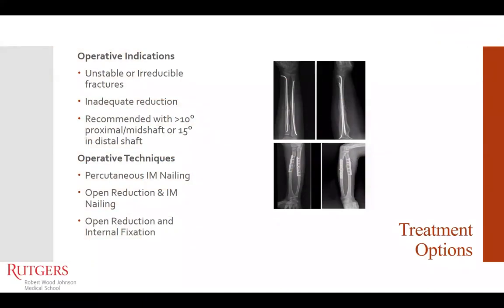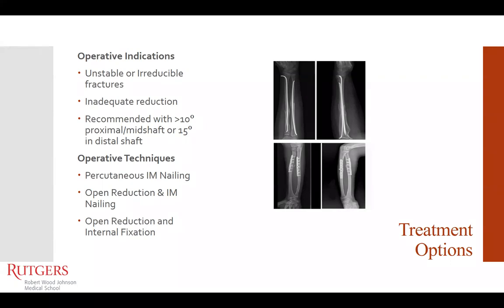So if your non-operative management failed, or there were absolute indications for operative management, those would include unstable or irreducible fractures, an inadequate reduction or failure of reduction, or a reduction that later presented with greater than 10 degrees in the proximal or mid shaft, or 15 in the distal shaft. Other, more rare operative indications would be neurovascular compromise, open fractures, or pathological fractures.